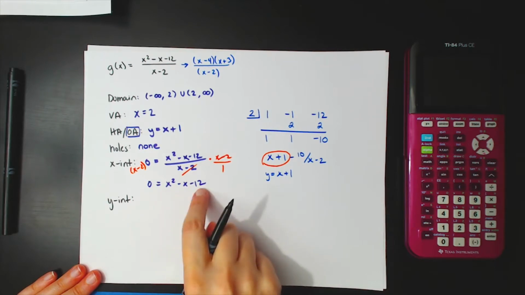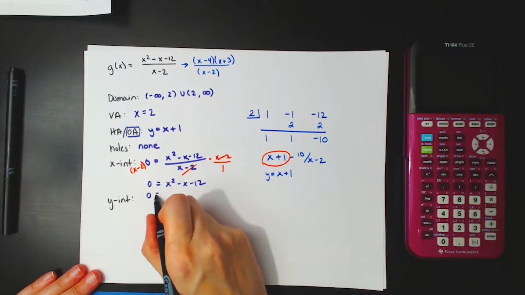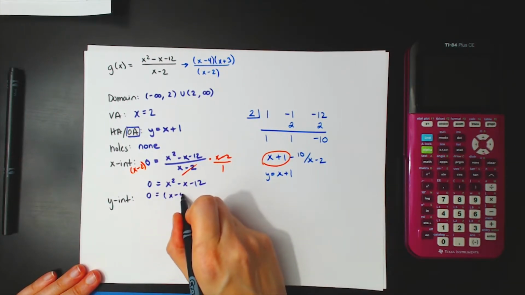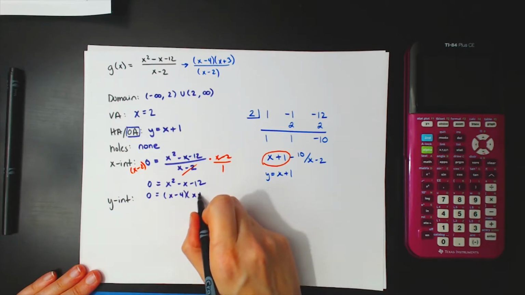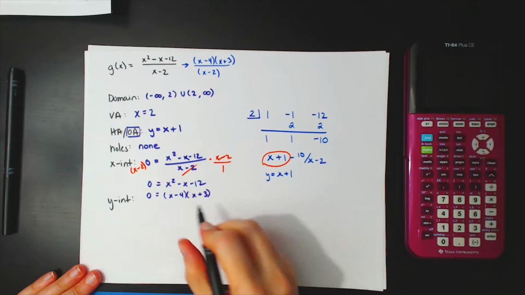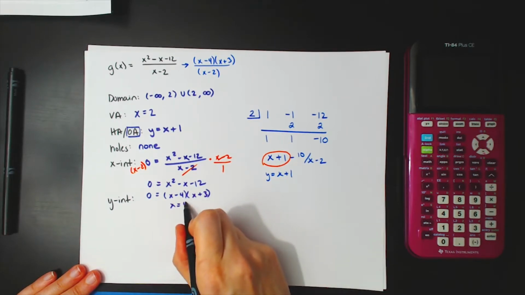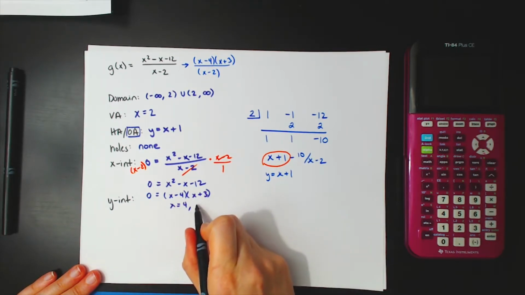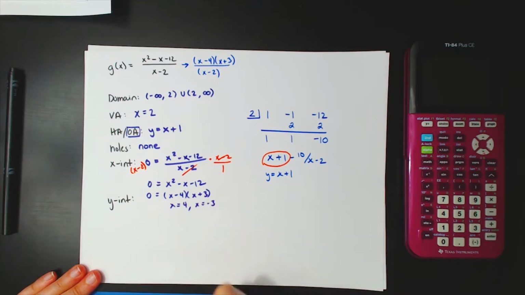Well, I already know what this factored form is, so I might as well go ahead and write that in factored form because we did that to help us figure out if we had any holes in our graph. And now we can pretty quickly and easily figure out what's going to make 0 here. If x equals positive 4, I get 0, and if x equals negative 3, I also get 0. So those are going to be my two x-intercepts.